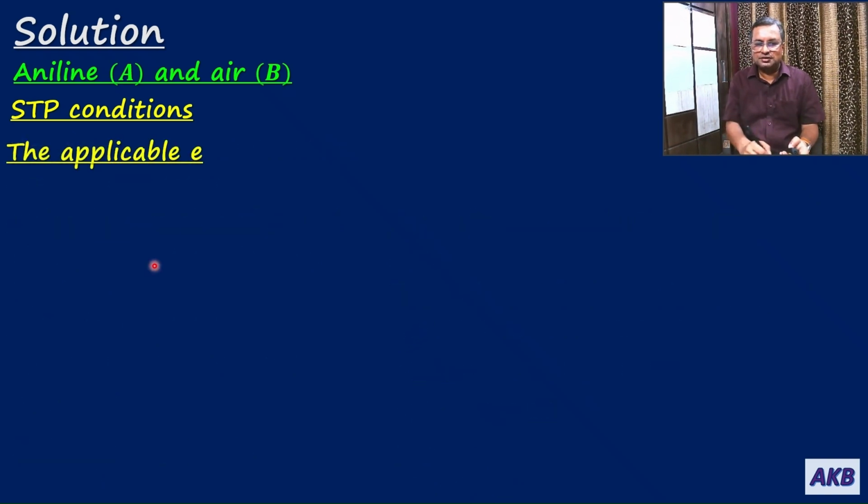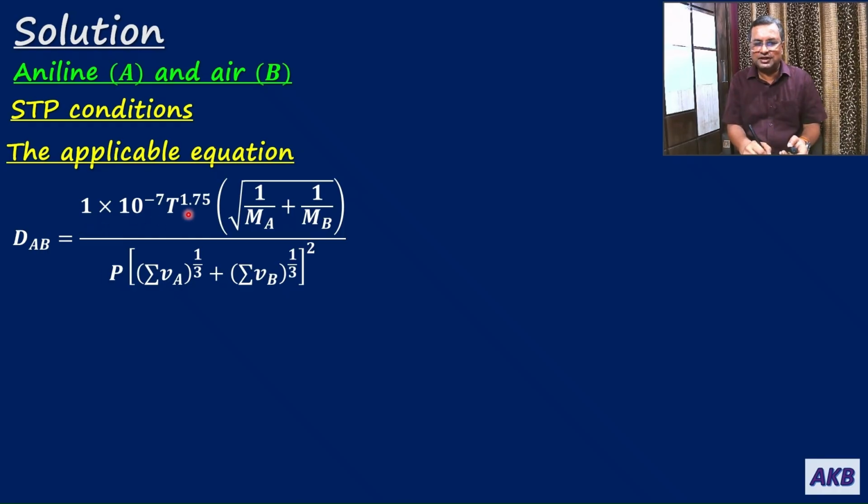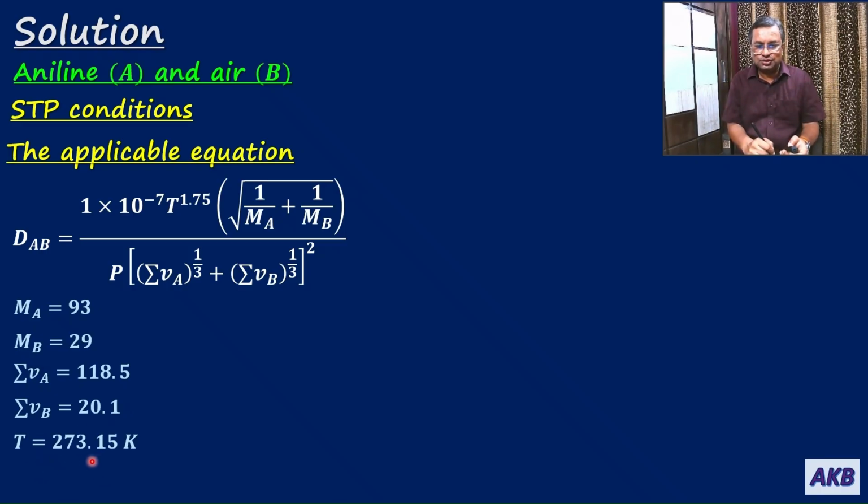The applicable equation is the one proposed by Fuller and his co-workers. The equation is DAB equals 1 into 10 to the power minus 7 times T raised to 1.75 into the square root of 1 upon Ma plus 1 upon Mb, divided by P into the square of summation Va raised to 1 by 3 plus summation Vb raised to 1 by 3. Again, many times we have used it. Here MA is 93, MB is 29, summation VA is 118.55, summation VB is 20.1, temperature is 273.15 Kelvin, pressure is 1 atmosphere.